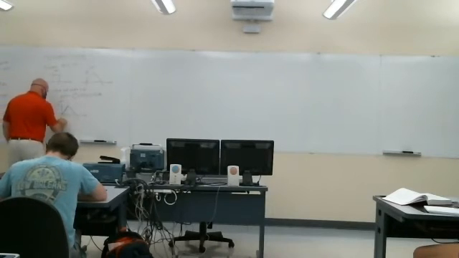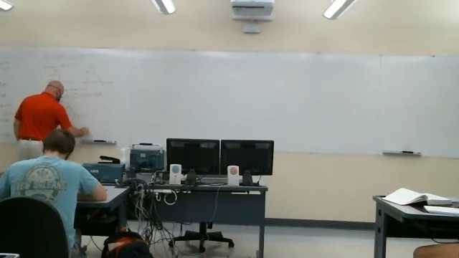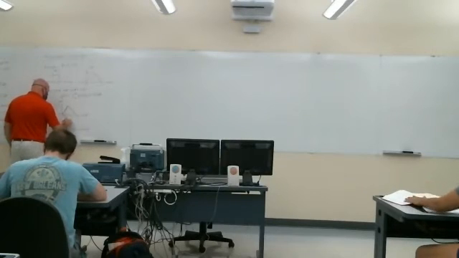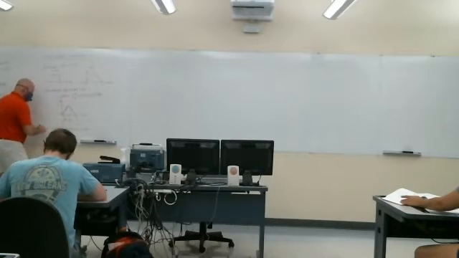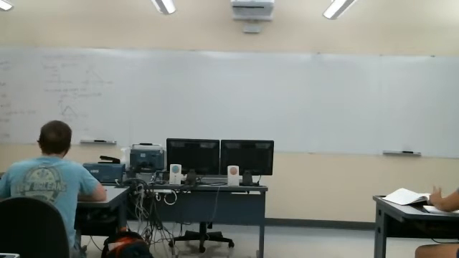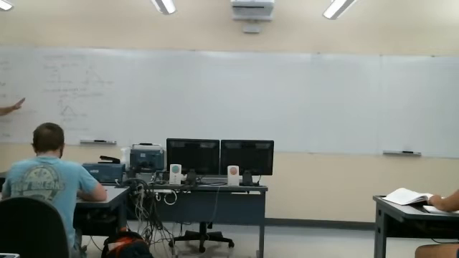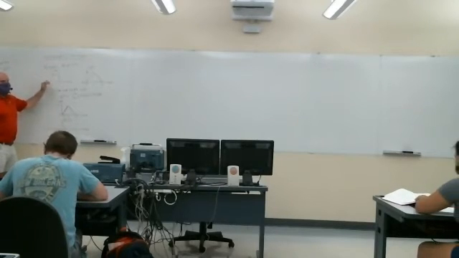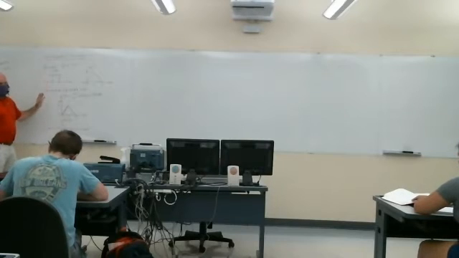Now, what does x of t minus tau look like? Well, I'm going to tell you what it looks like, and then we'll verify it. It's time reversed, and then the leading edge is shifted to location t.